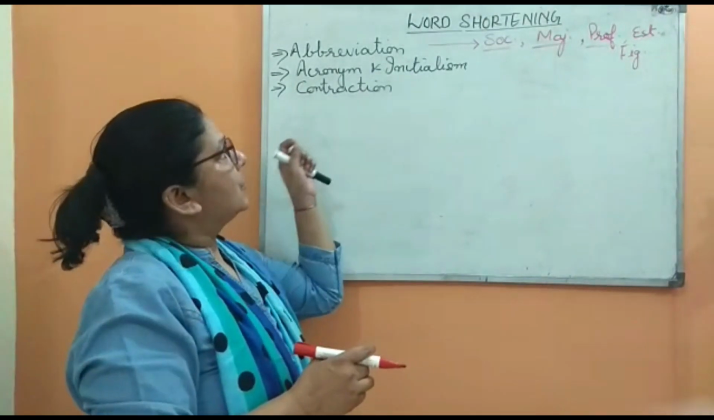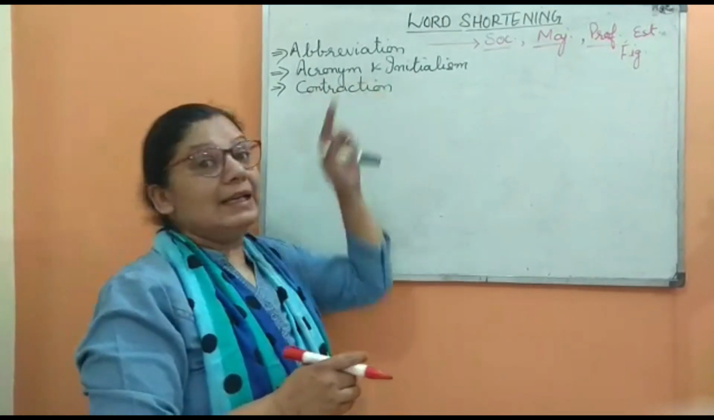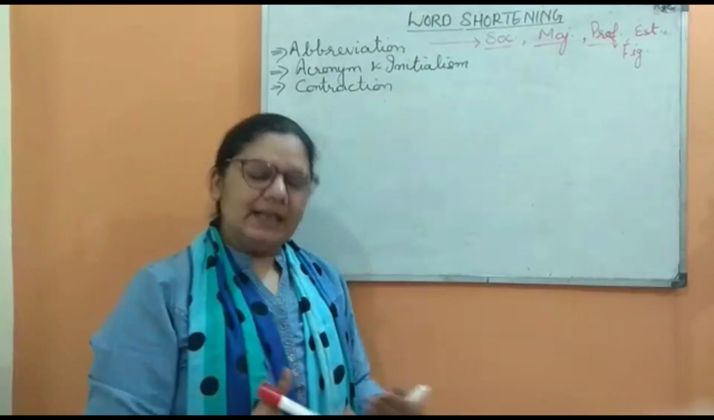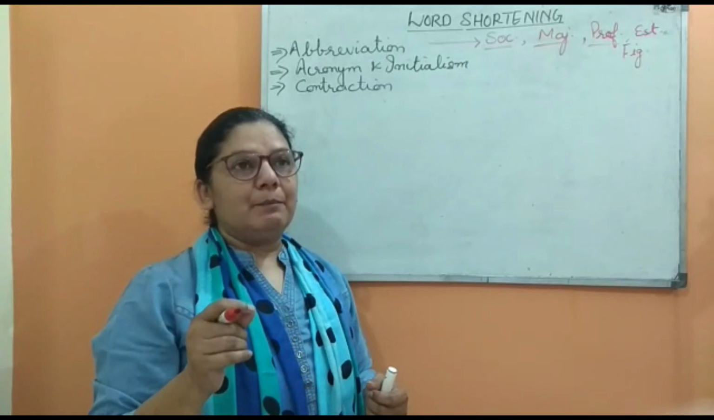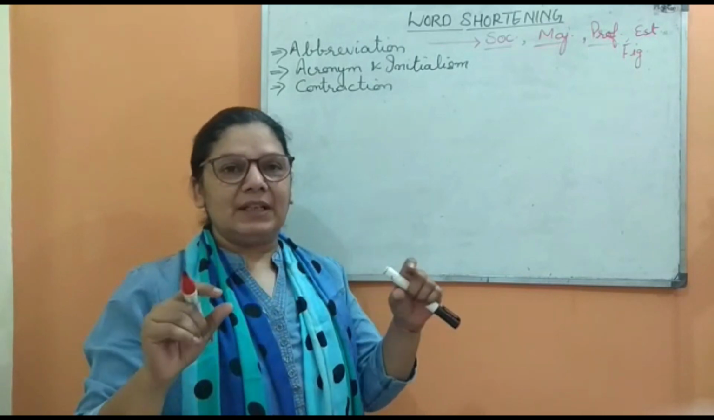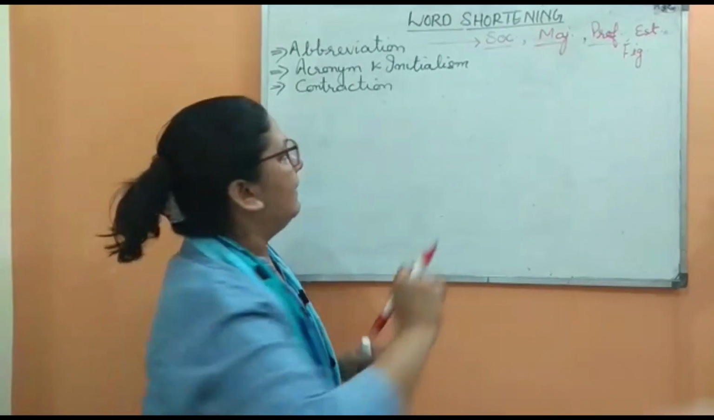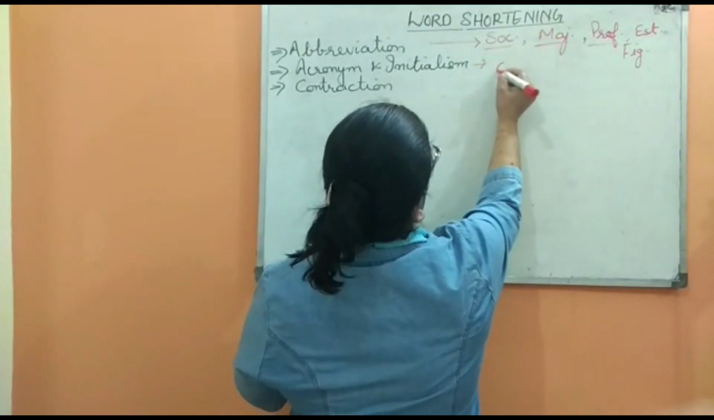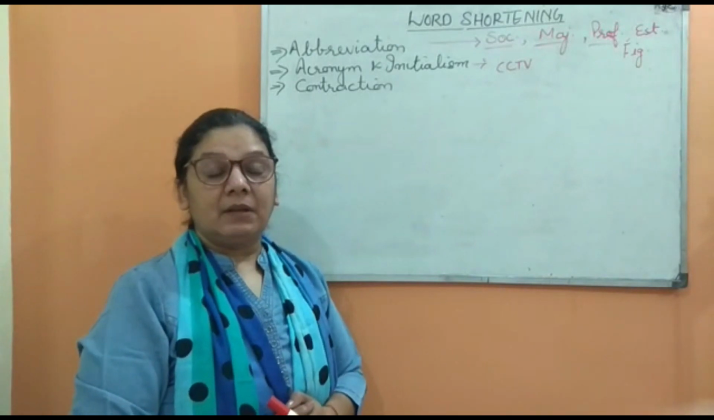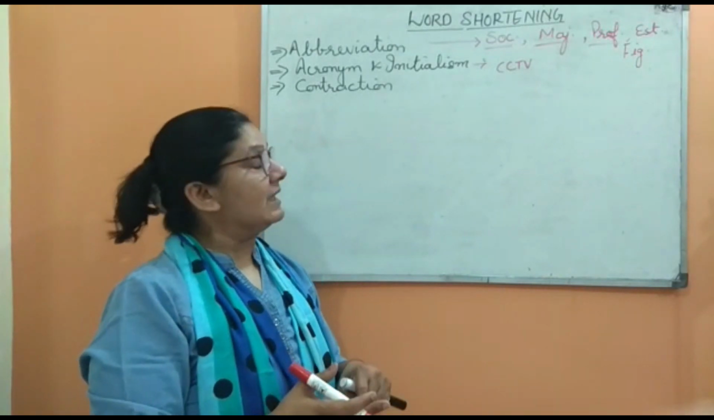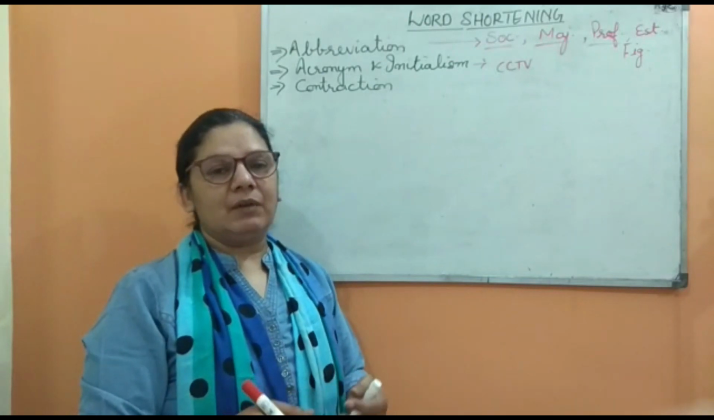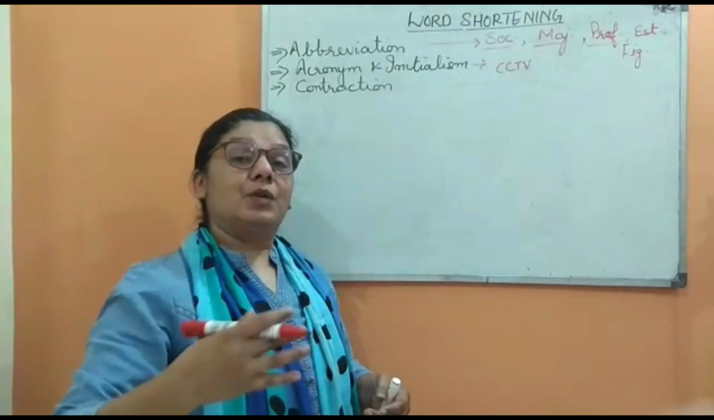The most commonly used shortening is acronym and initialism. An acronym is itself an initialism, composed of the first letter of each word in its full name. For example, CCTV is an acronym, and its full form is closed circuit television. But in spoken conversation we do not say closed circuit television.